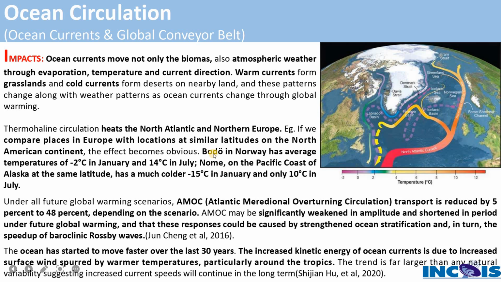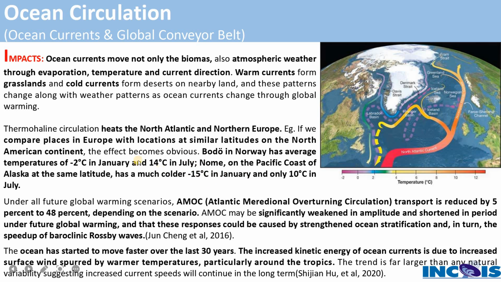If you see that comparison, Bodø in Norway has average temperatures of minus 2 degrees Celsius in January and 14 degrees Celsius in July. But another location at a similar latitude, Nome on the Pacific coast of Alaska, has a much colder minus 15 degrees Celsius in January and 10 degrees Celsius in July. If you compare, in Bodø, Norway, the minimum temperature is minus 2 in January, but in Nome, the minimum temperature is minus 15 degrees. You see minus 2, minus 15. How drastic a change you can see.